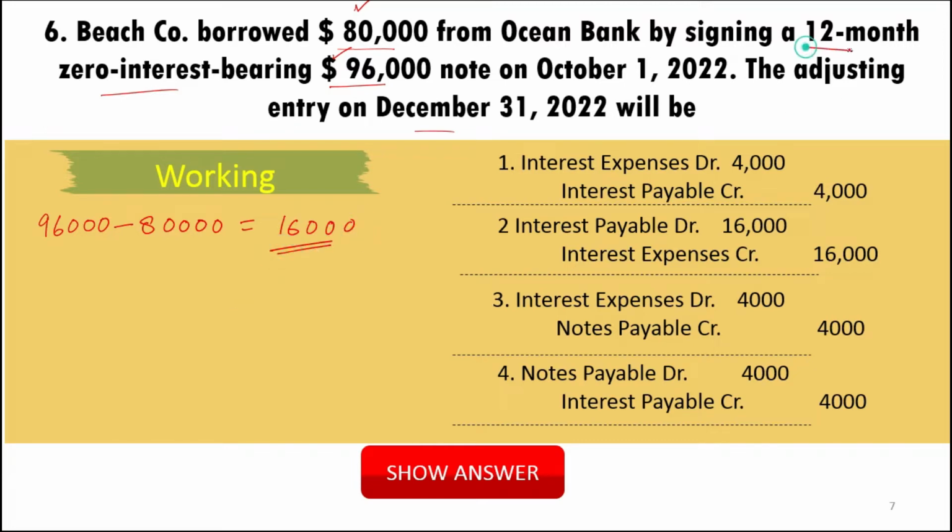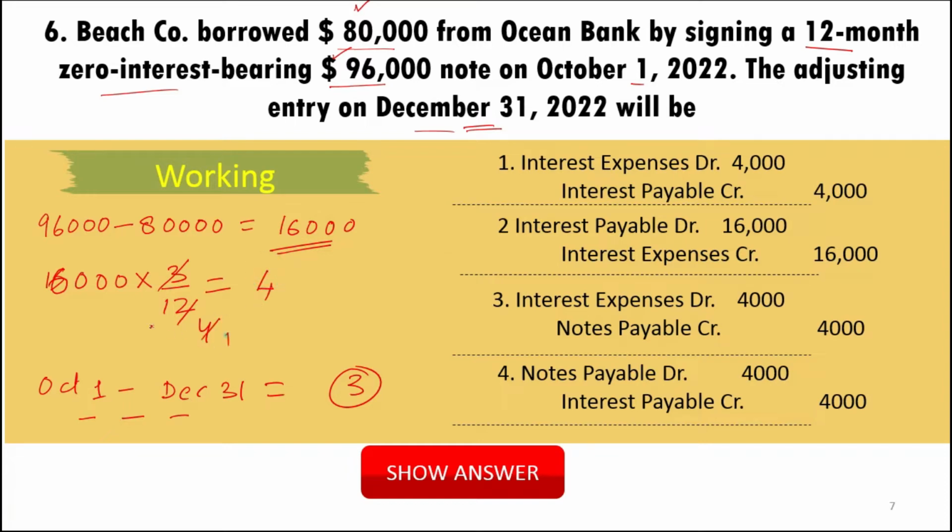This is a 12 months note, and the adjusting entry is passed on December 31. The note was issued on October 1, so take the period October 1 to December 31. How many months? October, November, December, that is 3 months. Now 16,000 is the total interest, and it is to be converted into 3 months. It will become 4,000. 4 ones are 4, 4 fours are 16. We get 4,000. This is the amount of the adjusting entry.